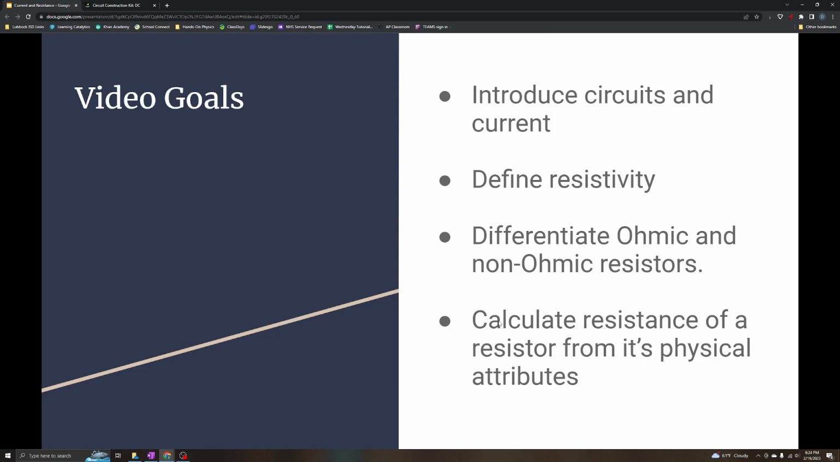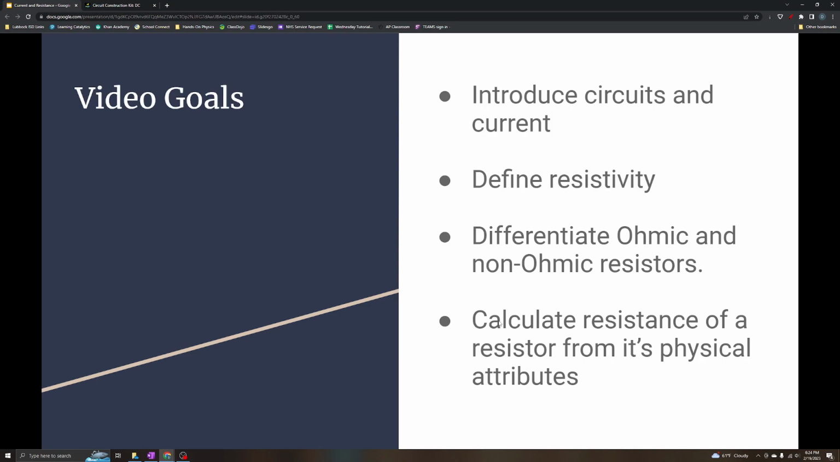And again, you guys should understand circuits a little bit from middle school, but we'll briefly reintroduce a couple things. And then we're going to define resistivity, differentiate ohmic and non-ohmic resistors. That's a really big one for AP. They really want you guys to understand the difference between what it means for a resistor to exhibit ohmic behavior versus exhibit non-ohmic behavior. And the last thing we're going to do is calculate resistance of a resistor from its physical attributes.